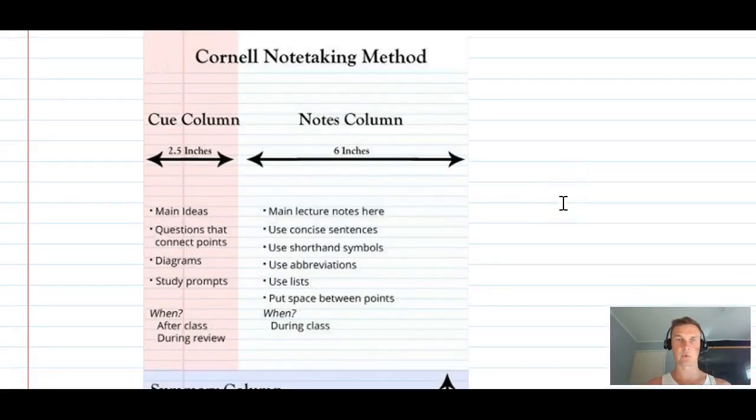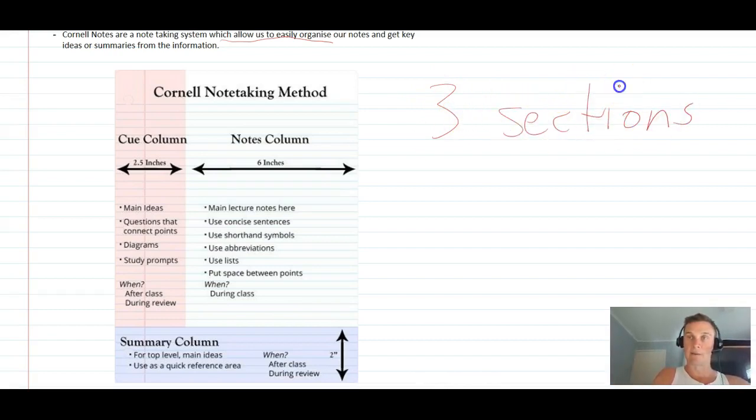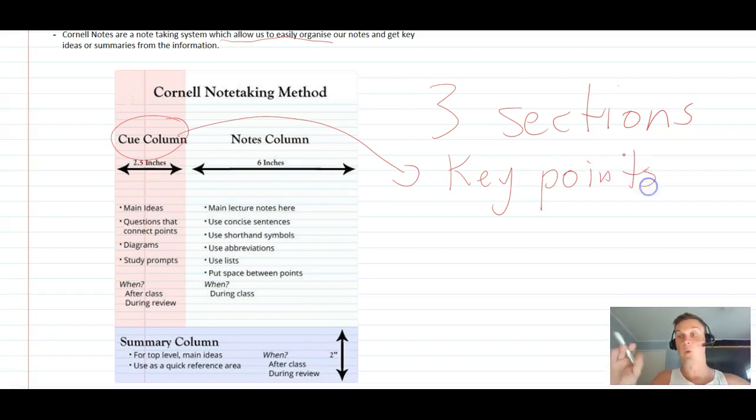So I'm going to give you a quick look at what the page should look like. This is how we set up our page when we are taking notes, and you're going to set it into 3 sections. The first section is what we call our Q column. This is where you put all your key points, only one or 2 words, just your key things that you can quickly look at, which is a Q.